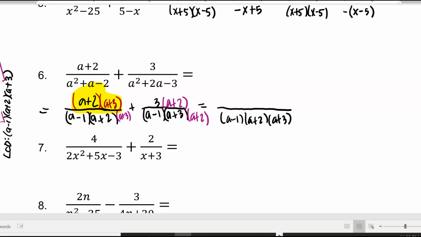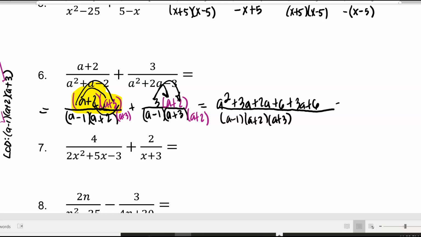So a times a, first of all, is a squared. A times 3 is 3a. 2 times a is 2a. And then 2 times 3 is 6. We're not done. We have a 3 times a plus 2, so we have to distribute that. So that's 3a plus 6 again.